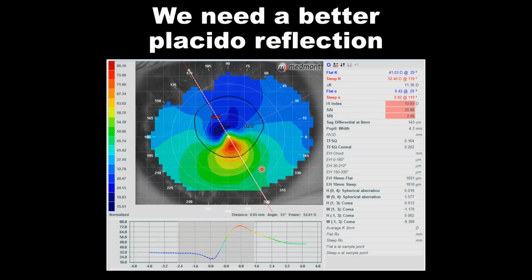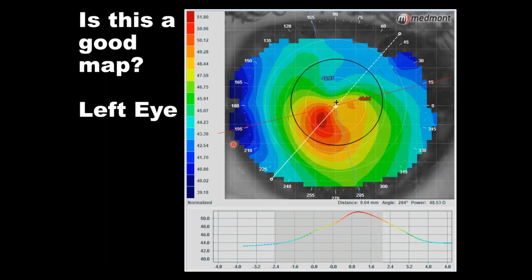Now that should be a good sign when you see a topography that shows the flattest point and the steepest point within a millimeter. That's usually a very good indicator that something is wrong with the topography. And as we said, we normally expect to see a more gradual rate of flattening. And that's what we see in this case.